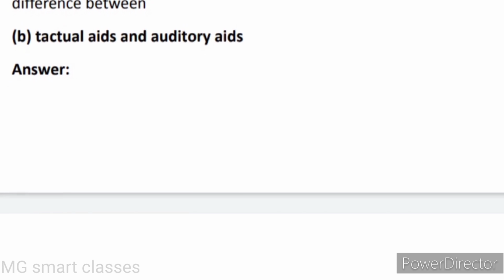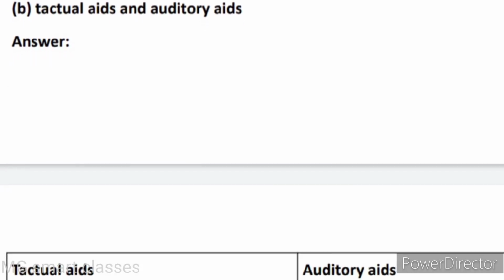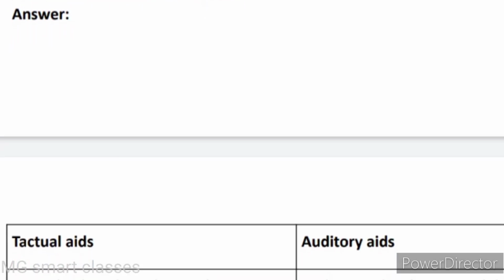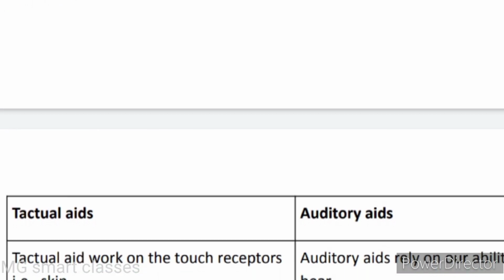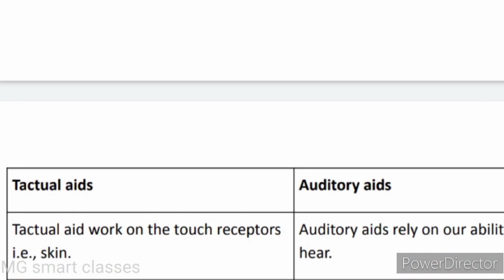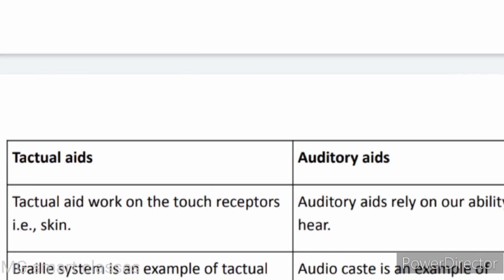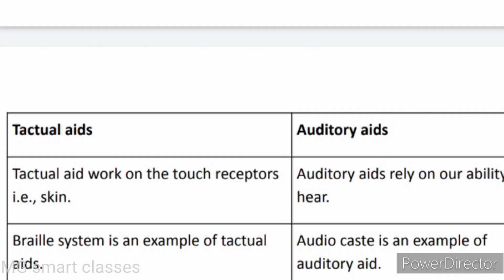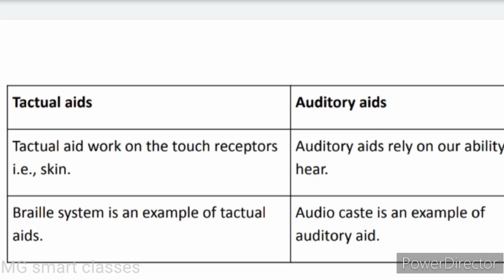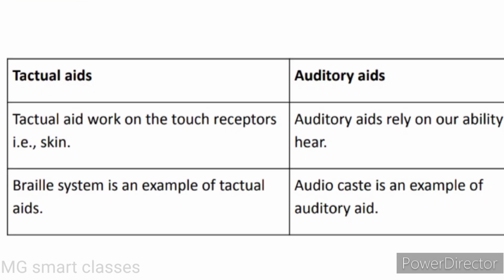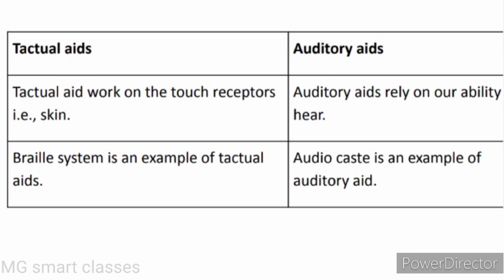B. Differentiate between tactile aids and auditory aids. Tactile aids work on the touch receptors, for example skin. Auditory aids rely on our ability to hear. Braille system is an example of tactile aids. Audio cassette is an example of auditory aids.